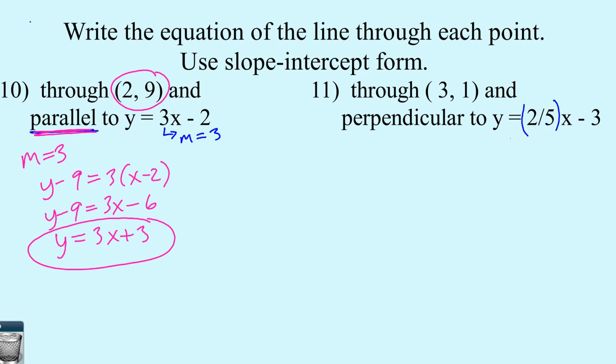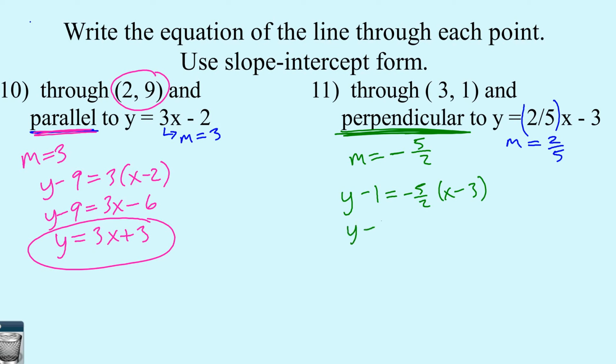Well, then all I care about is the slope. The slope of that is 2/5. And if I'm wanting the perpendicular, then I want the opposite reciprocal. So that's positive, make it negative. 2 over 5, 5 over 2. Point, slope, plug it into point slope. Y minus 1 equals negative 5 over 2, x minus 3.